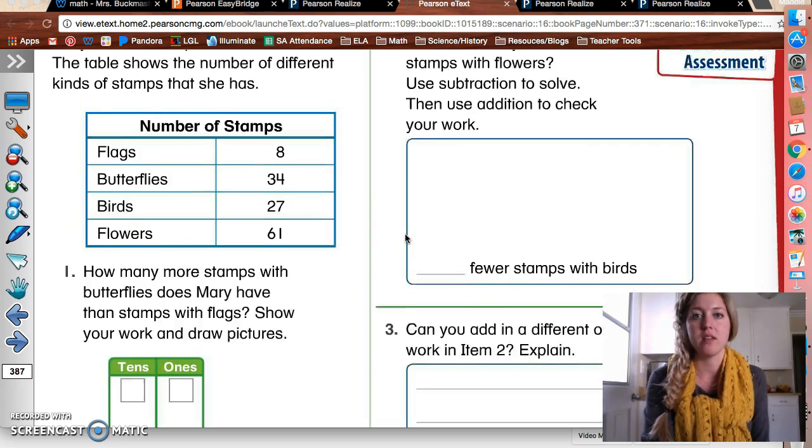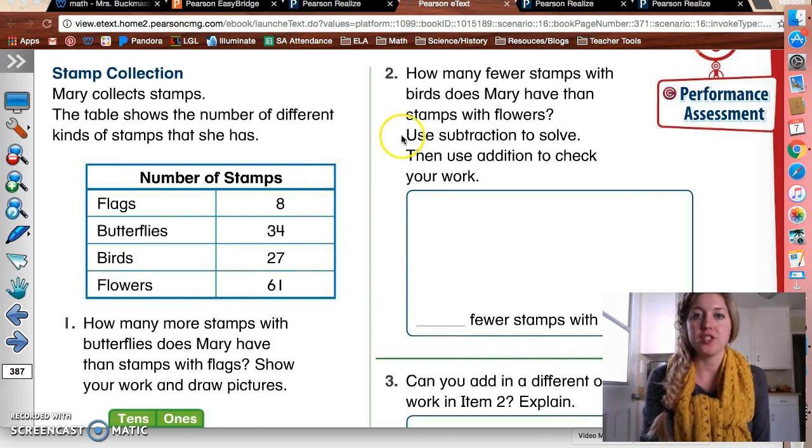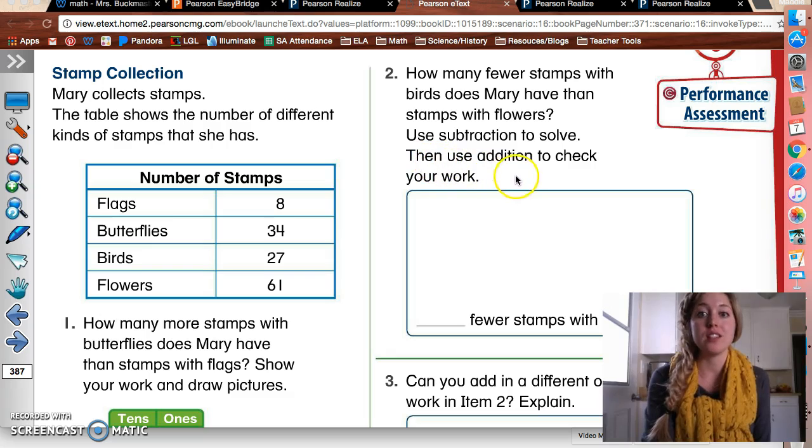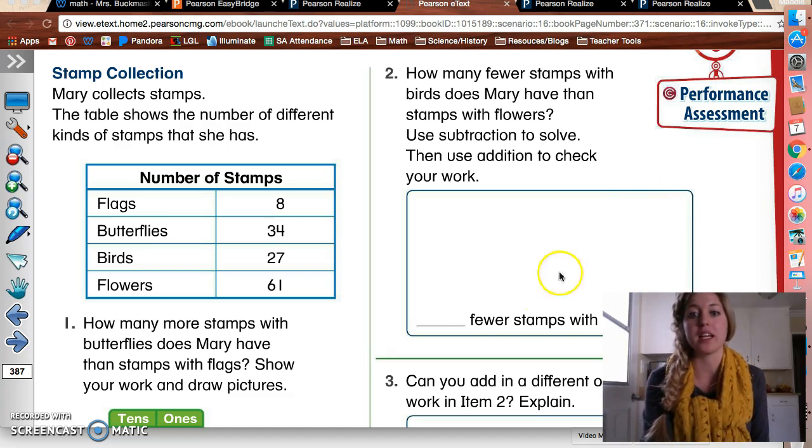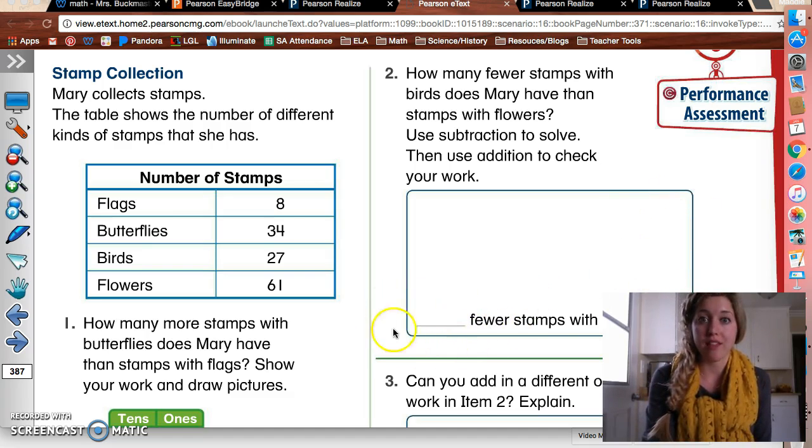What's the difference? Number 2 says how many fewer stamps, so think about what that fewer means. How many fewer stamps with birds does Mary have than stamps with flowers? Use subtraction to solve, then use addition to check your work. So do your work in here. It says use subtraction and then use addition to check. So you should have 1 subtraction problem and 1 addition problem in here. And then you put your answer on the line. Don't forget that part.